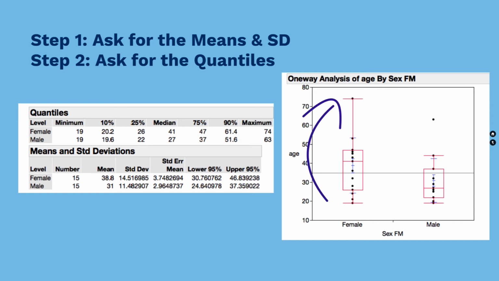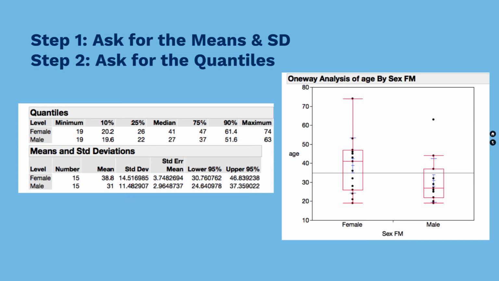In fact, females go from 19 to 74, and you can see for the males that they go from 19 to 63. You could see here that the mean for females is 38.8 years of age with a standard deviation of 14.5, and for males they are slightly younger at 31 years mean age with a standard deviation of 11.5.